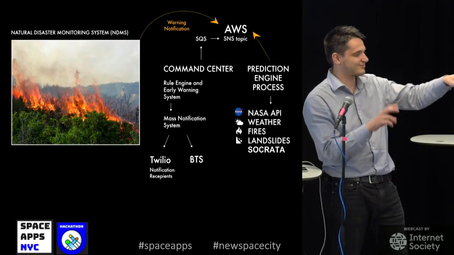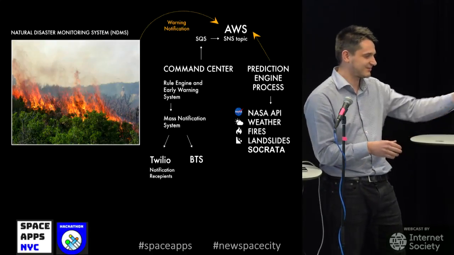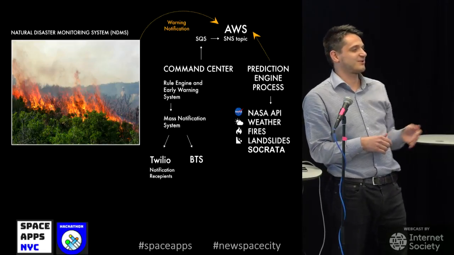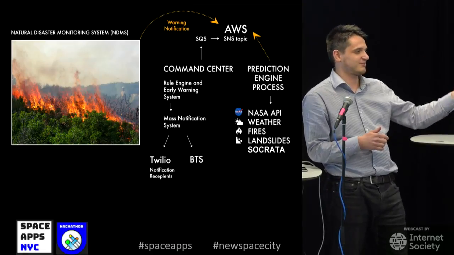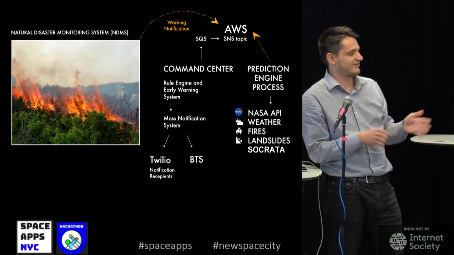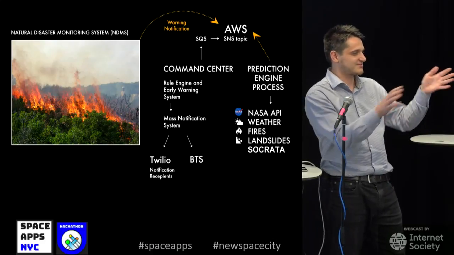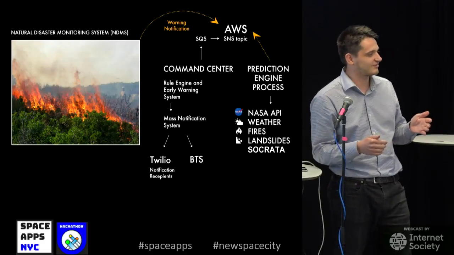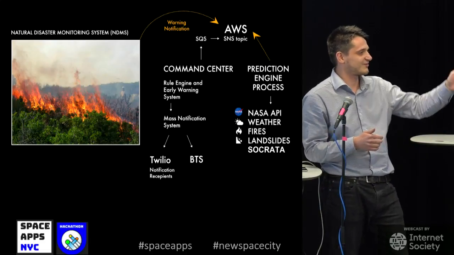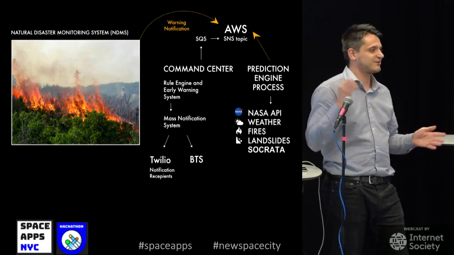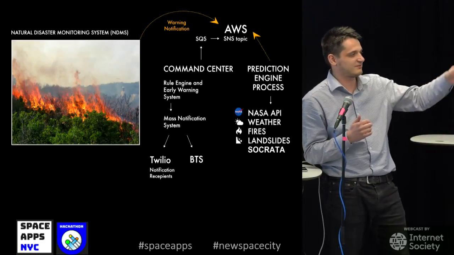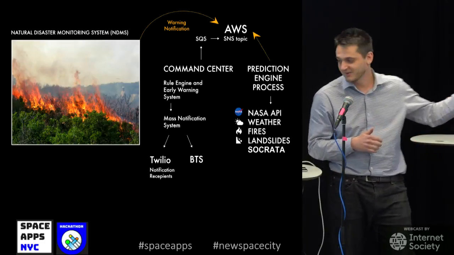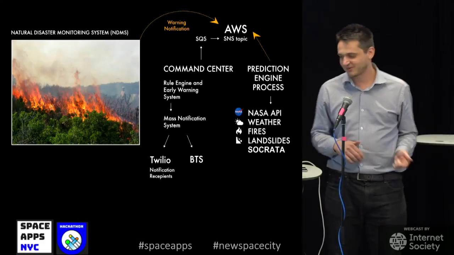And then we have this mass notification system. Right now we implemented Twilio, so we can send a notification to an individual user, but in the future we can also use BTS, so everyone who is within the range of the base station can receive a notification like that. So as I said, very modular. We can hook up third party systems as well, and it'll follow the same pattern here. And now we're going to demo how this works.